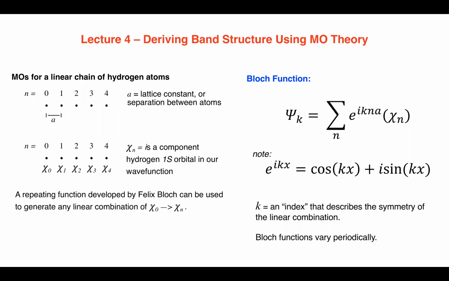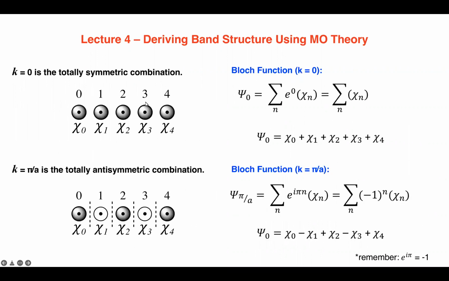Now, if you want to make a wave function out of using this thing, what you can do is plug and chug. And you have to remember a couple of things. E to the 0 is 1, obviously. So there are a couple of values that are easy to solve for. K equals 0 is one of those. When you do K equals 0, this is just a plus, plus, plus combination of each of these functions at each atom. Another solution is K equals pi over A.